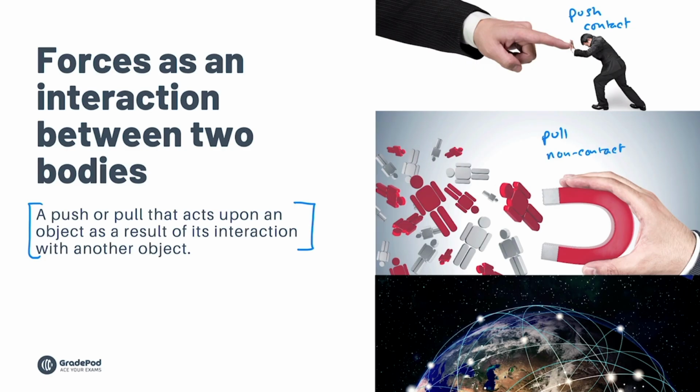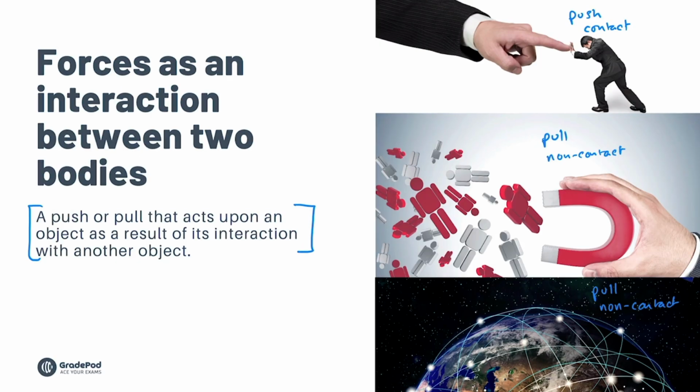And finally, we have these satellites orbiting the Earth. There's a pull in action there to keep those satellites in orbit. There are 2 objects in interaction with each other, the satellites and the Earth, and it's non-contact. They're not touching each other. So we can describe all of these things as forces. And now we know what a force is, we can look at Newton's 3 laws.